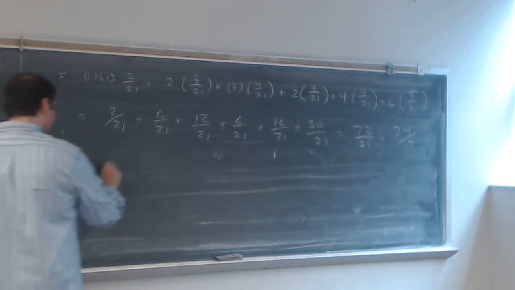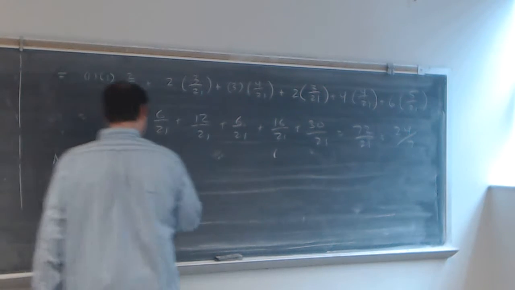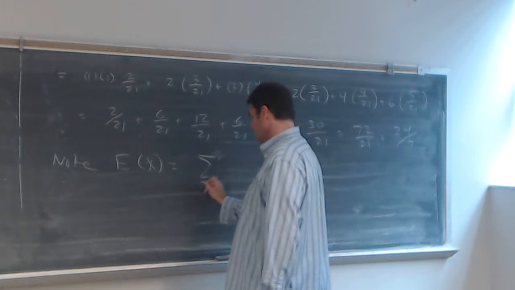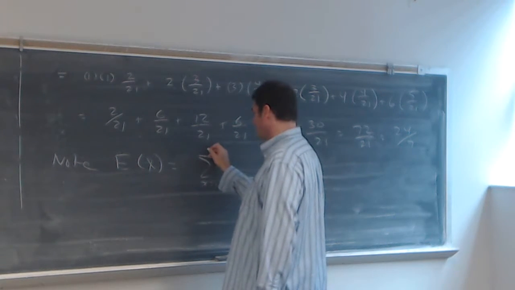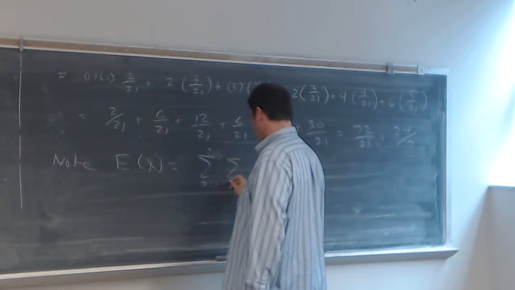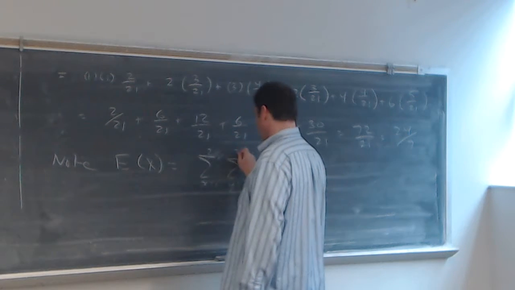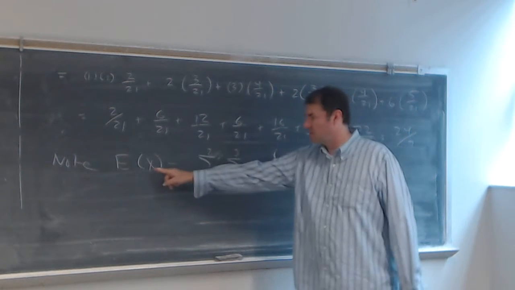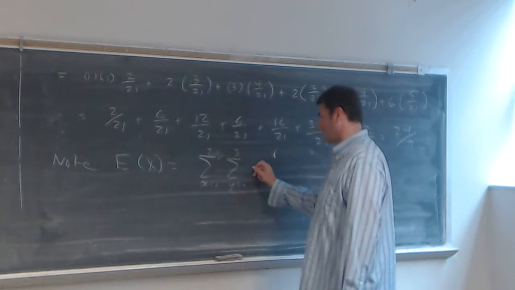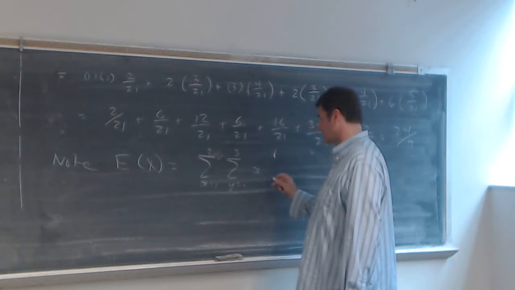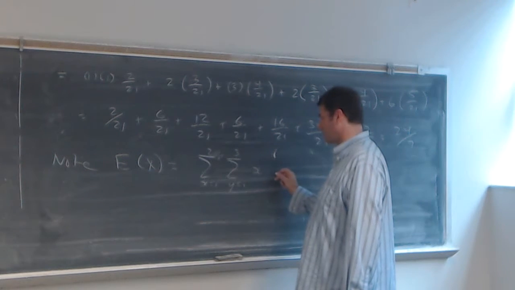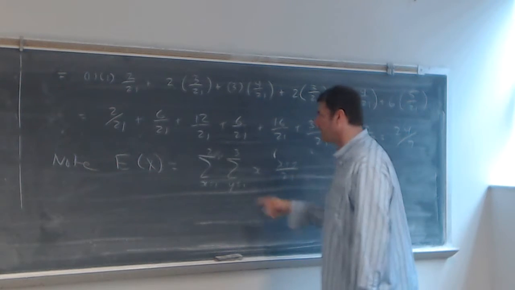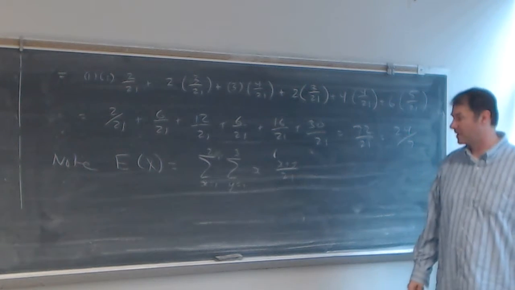Note the expected value of x. Again, I can think of this as a double sum. So here x runs from 1 to 2, and y runs from 1 to 3. I'm going to skip a step here. This is the function of x and y, so I'm going to write down just x here. And then I have f of x comma y, which we know to be x plus y over 21. So that's what the expected value of x can be written as.